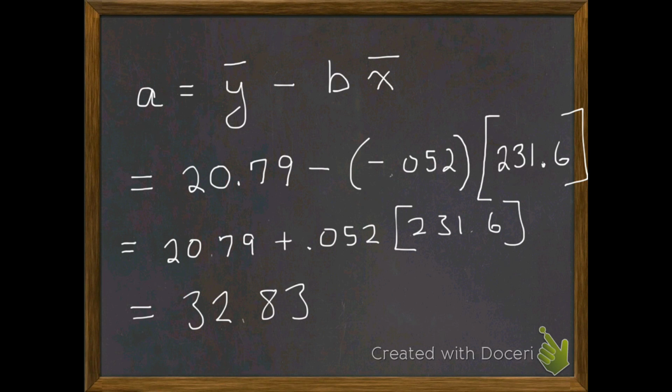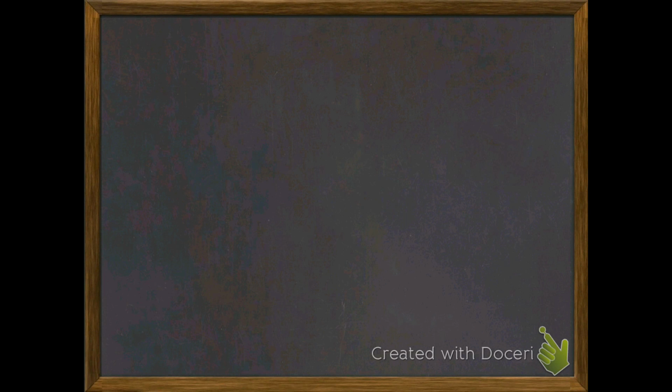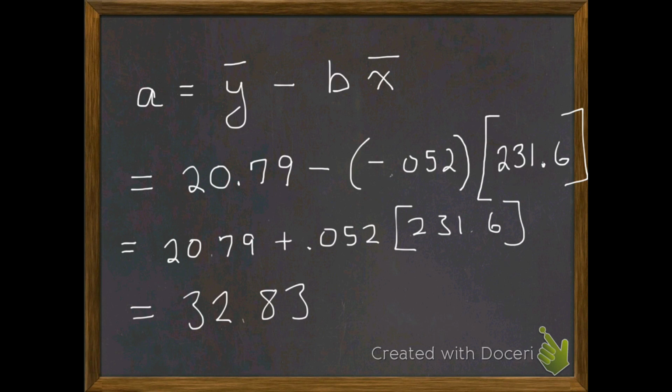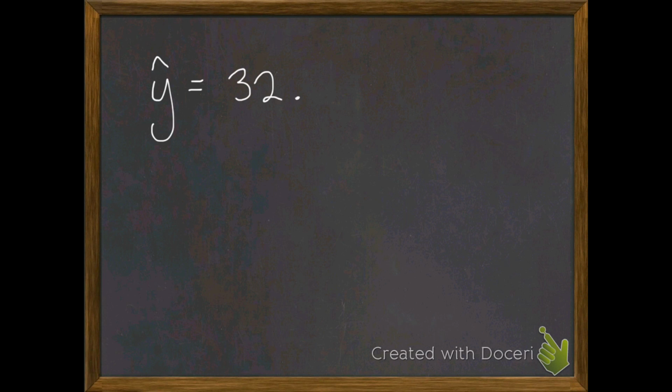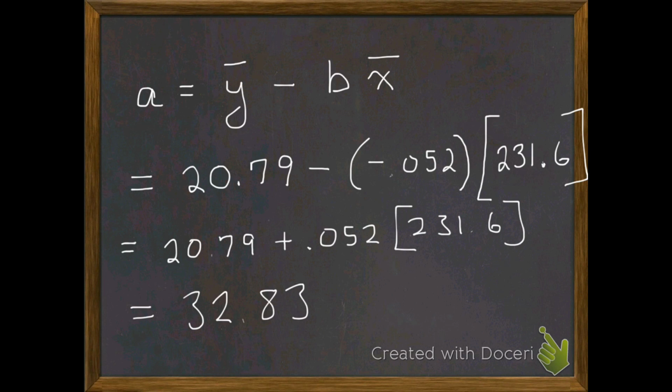All right, guys. So in its most generic form, we have our predicted model. Make sure 32.83 minus 0.052.